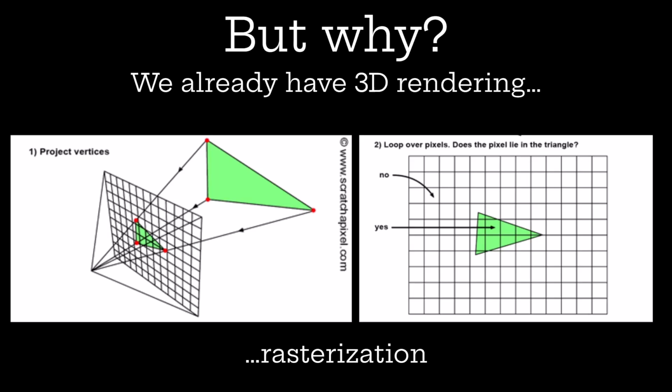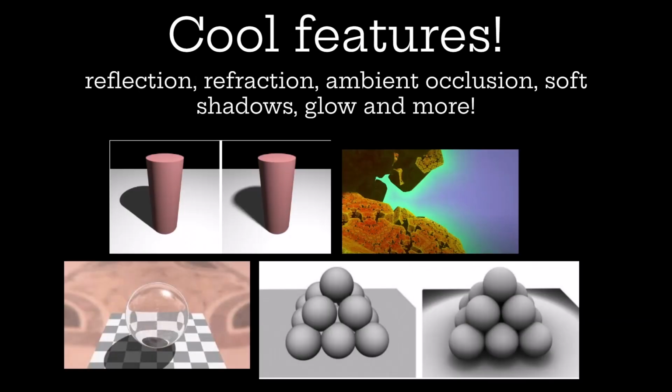But why would we do ray marching? We already have a 3D rendering method that we use in Unity. It's rasterization. However, there are some cool advantages of using ray marching. It has soft shadows and ambient occlusion basically for free, and it's a really intuitive way of doing reflection and refraction, as well as a ton of other cool stuff.